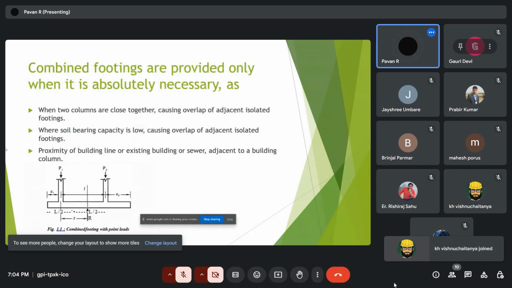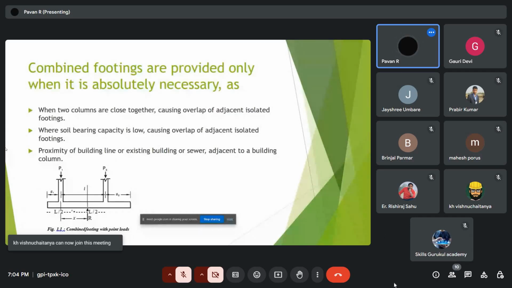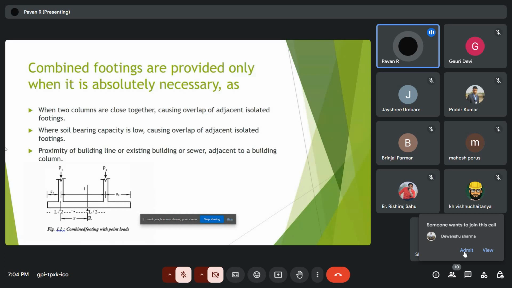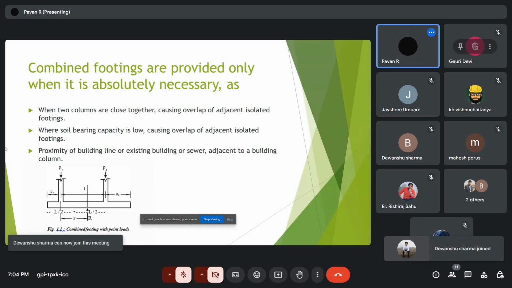Now we can see that combined footings are provided only when it is absolutely necessary, under these conditions: when two columns are very close and there is overlapping of adjacent footings.